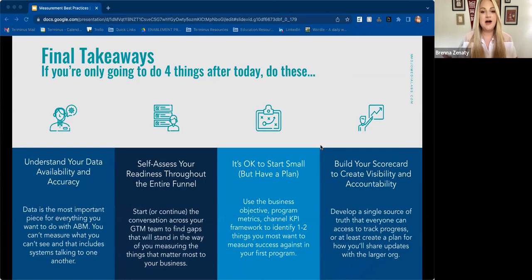All right, so I've talked your ear off, but some final takeaways that I have here for you. If you're going to remember 4 things from this session, let it be these 4 things. First and foremost is you have to understand your data availability and accuracy to run programs like these. So data, like a lot of programs, is critical to identifying the right accounts, understanding who's in market and who's a good fit for your business, when you should activate on specific plays.